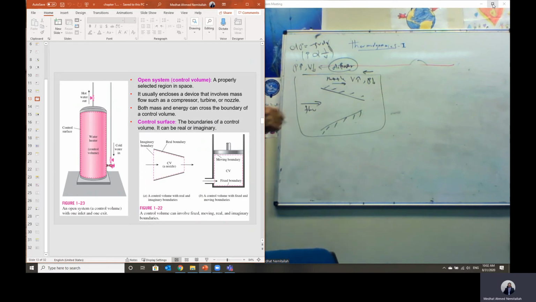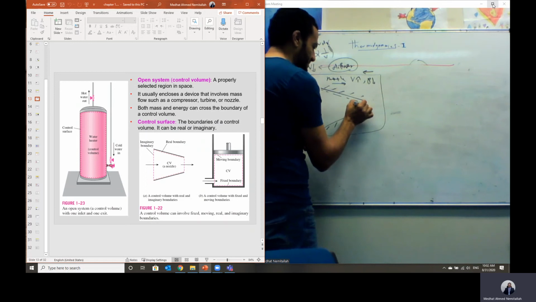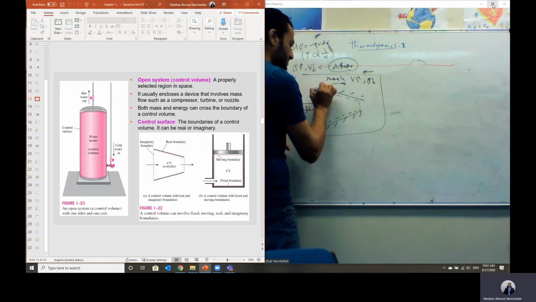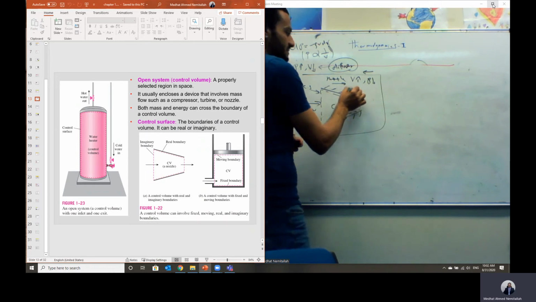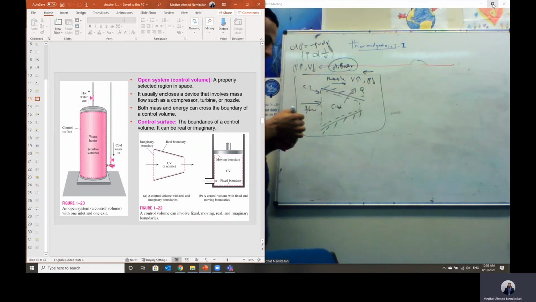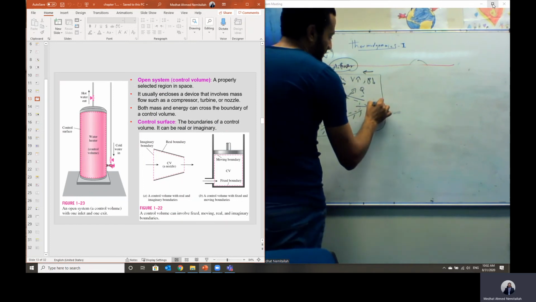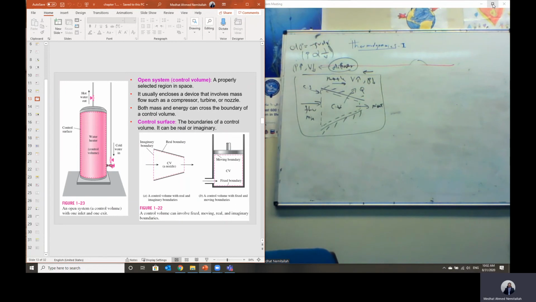Consider we have a flow, so that means we have mass transfer. To study this system, I will draw it as a control volume, and the surface of this control volume is called the control surface. We look at the masses and energies crossing this surface. We may have heat transfer, heat lost from the flow to the surroundings, and we have mass flow rate in at the inlet and mass flow rate out at the exit. Then we can apply the mass and energy equations.